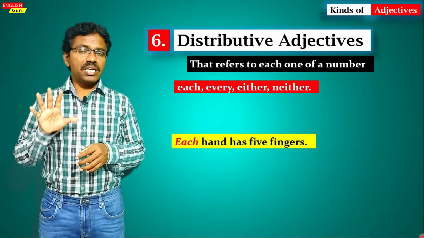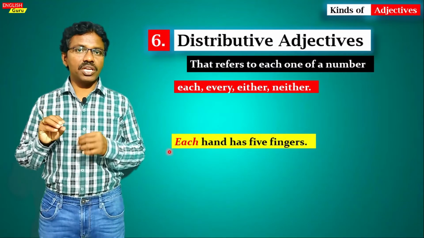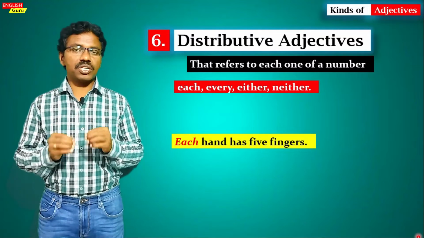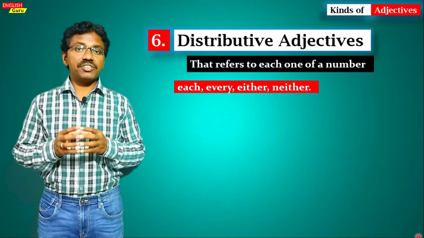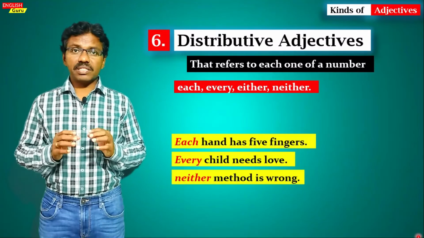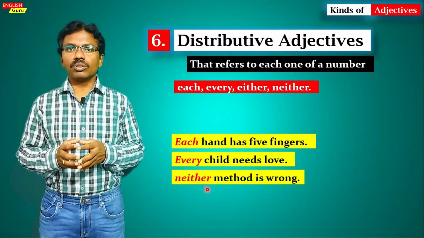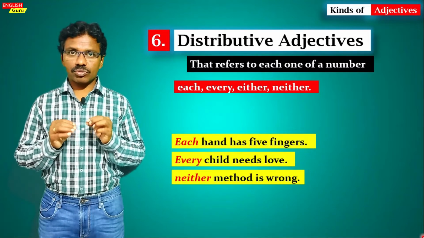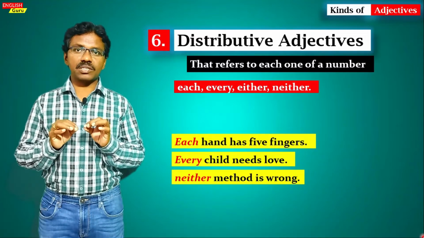For example, each hand has 5 fingers. So each means every hand. Every hand has 5 fingers. So each is a distributive adjective. Every child needs love. Every is a distributive adjective. Neither method is wrong, or either method is wrong. So distributive adjectives talk about each person or thing.